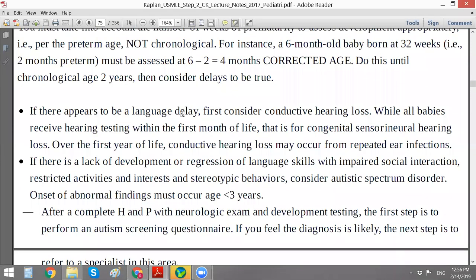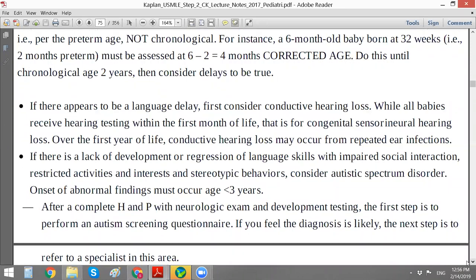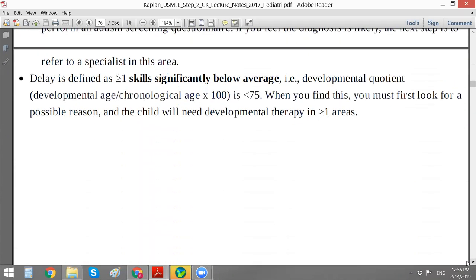If there is a language delay, first consider conductive hearing loss. While all babies receive hearing testing, that is for congenital sensorineural loss. Conductive loss may occur later from repeated ear infections. If there is a lack of development or regression, which impairs social interaction, with restricted activities and interests and stereotypic behaviors, consider autism. After a complete history and physical with neurologic and developmental testing, the first step is to perform an autism screening questionnaire. If you feel the diagnosis is likely, the next step is to refer to a specialist in this area.